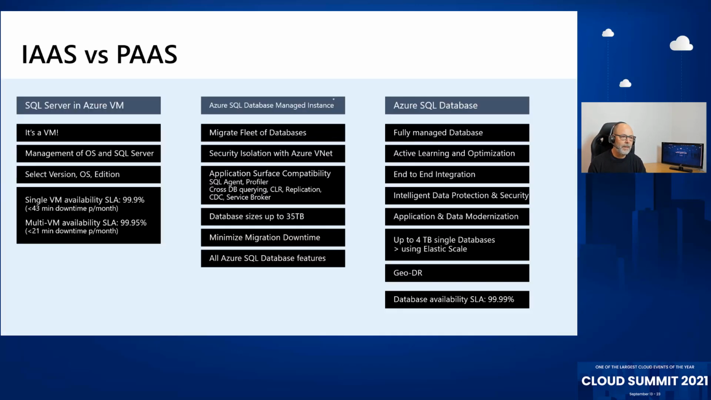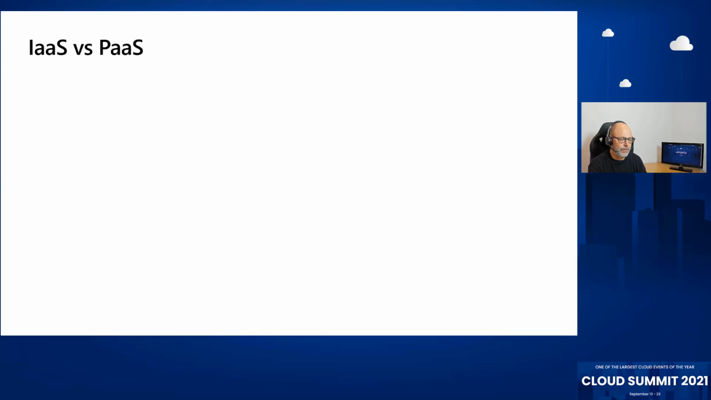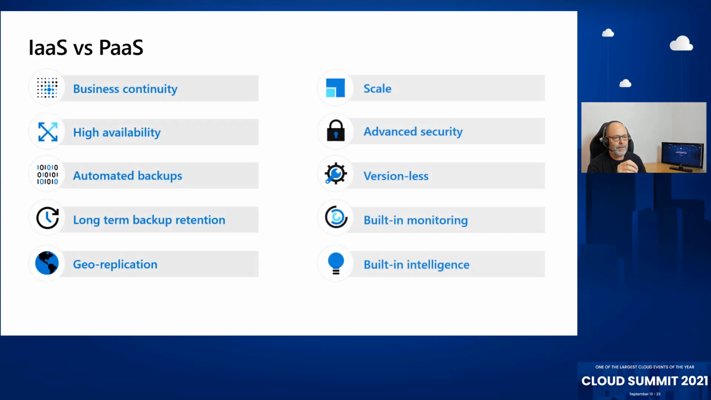So here we have some points of each of the offerings, right? Something to review maybe later. But what I would like to focus on is this difference between infrastructure as a service and platform as a service, and which are the benefits of all these offerings in Azure.